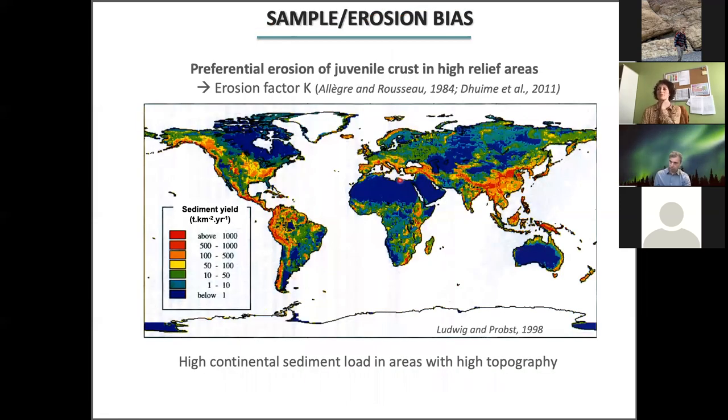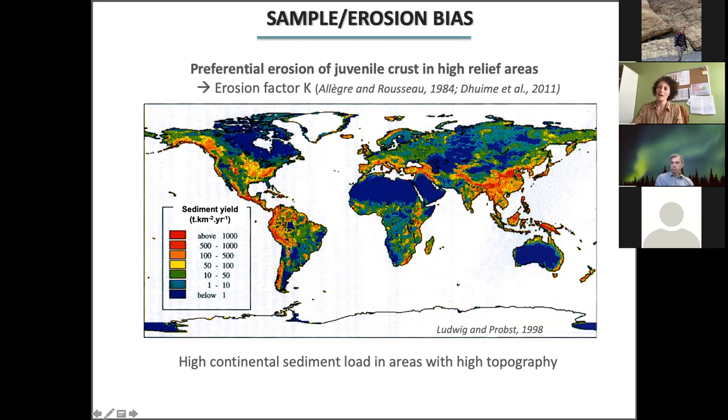The second type of bias we could have is what I call sample or erosion bias. It was introduced by Allegre and Rousseau in the 80s, and I think it is used in almost all crustal models. This bias is based on the fact that the juvenile crust is preferentially eroded in high relief areas. So the assumption behind that is that juvenile crust is preferentially exposed in high relief areas.